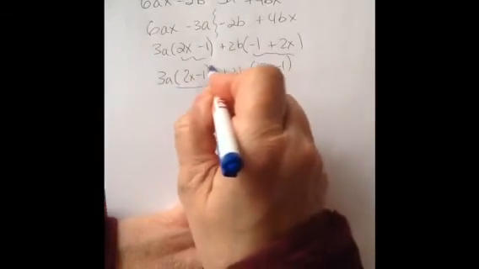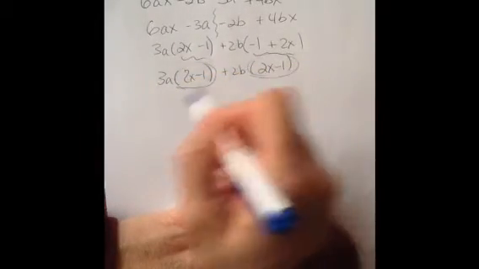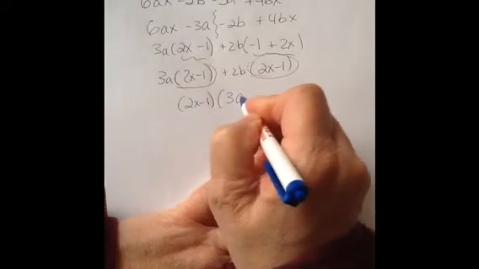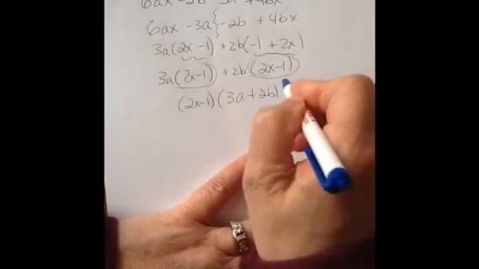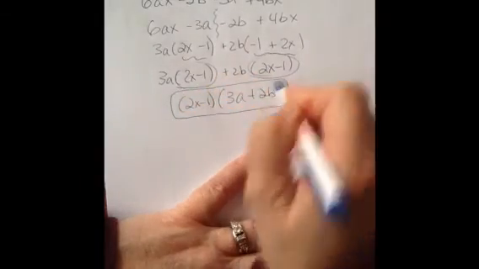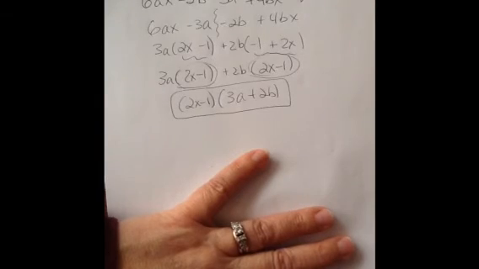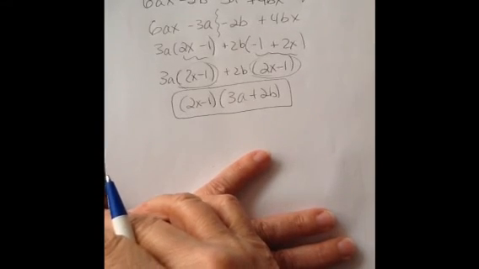And now what I've got here is this blob and this blob. Those are identical. And what I have left is 3a plus 2b. Now I've got it completely factored. If I multiply it out, I should get back to this value. If you want to do section 12, it will be extra credit.